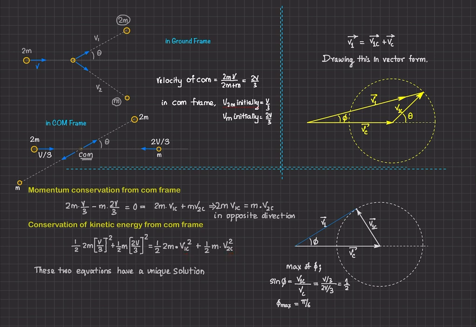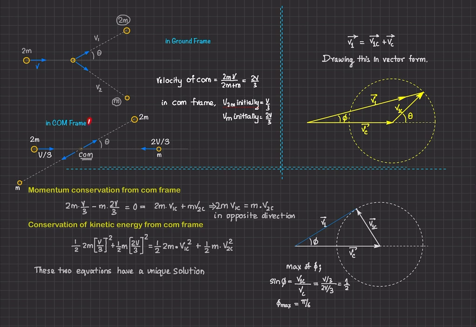So think, there are two equations and two unknowns, V1c and V2c, and their ratio is fixed and the sum of their squares is also fixed. So there cannot be multiple answers to these values. These terms must have one unique solution, and these values themselves satisfy those equations. So V by 3 and 2V by 3 are the only possible solution to this question.